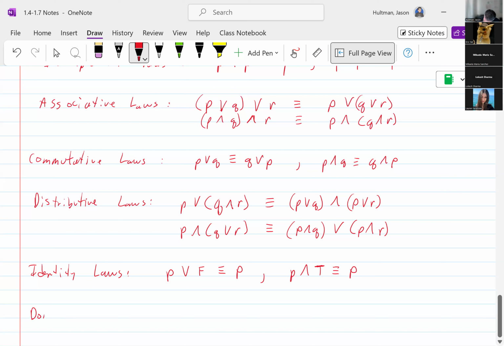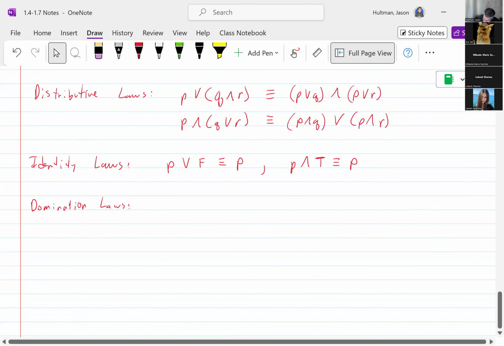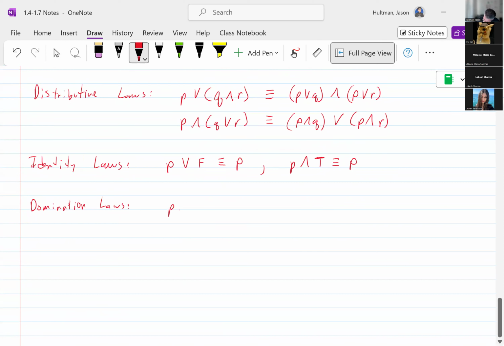Okay, domination laws. P and false will always get me a false statement, doesn't matter what P is. And P or true will always produce a true statement, doesn't matter what P was. So it just tells me that when it's an and, false dominates, and when it's an or, true dominates.